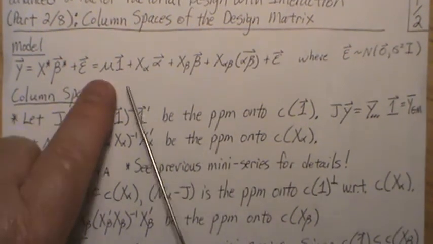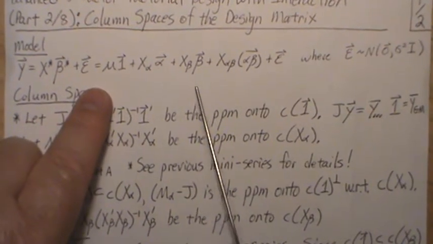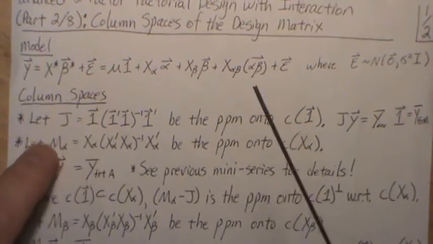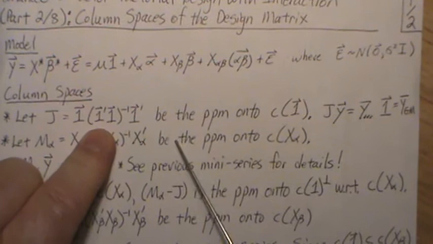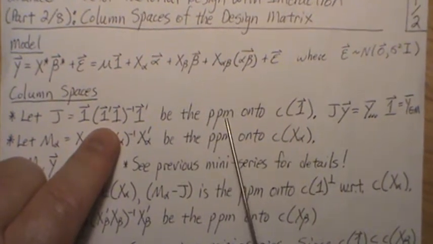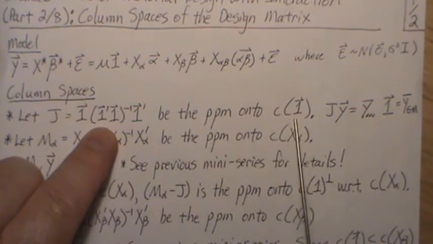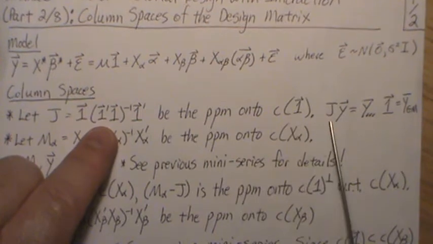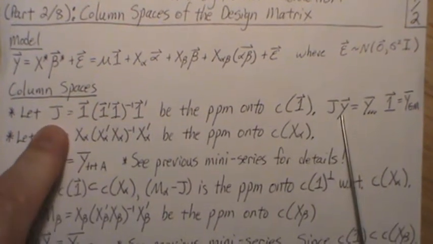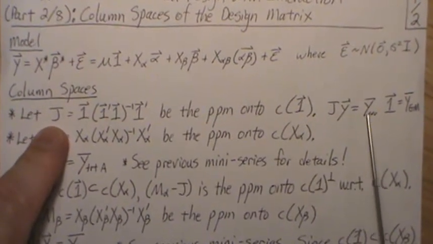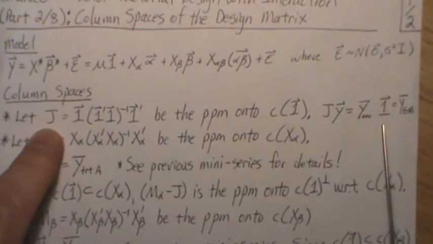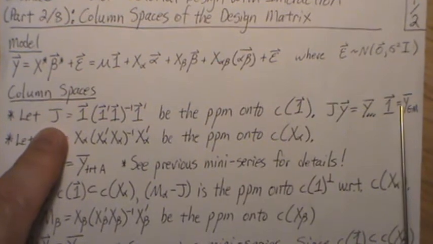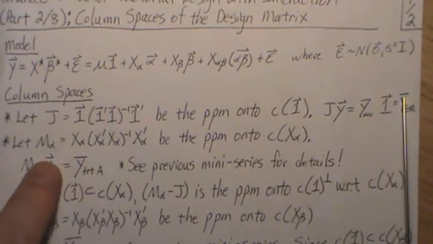Now we're going to look at the column spaces of each of these respectively. So let J, defined like this, be the perpendicular projection matrix onto the column space of 1s. And then J times Y creates a grand mean vector, which is the sample grand mean times the 1 vector. We just generically call it Y GM bar.